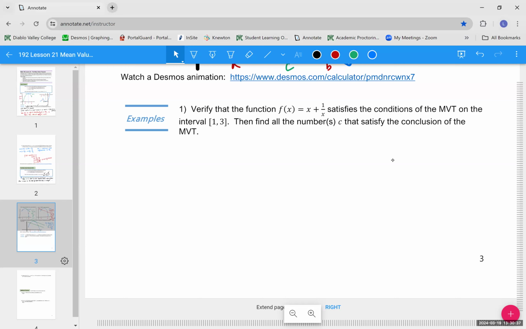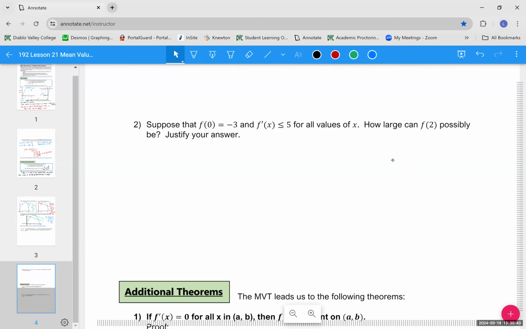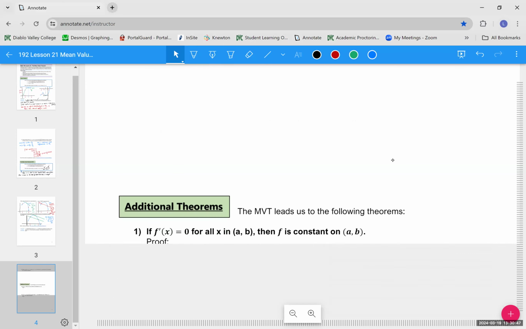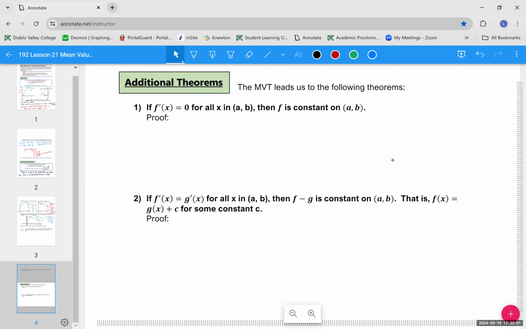So you could certainly do those problems. I'm going to look at, there's one on the next page too, which is a similar type of application problem. But before we talk about those, I want to go to the places where the mean value theorem really actually gives us something that we are interested in. And that would be things like this first theorem.